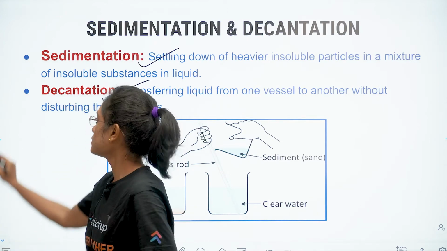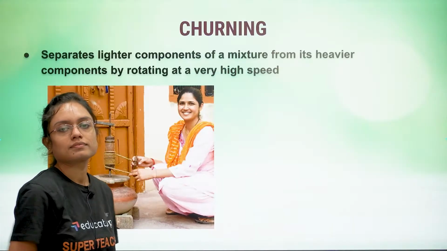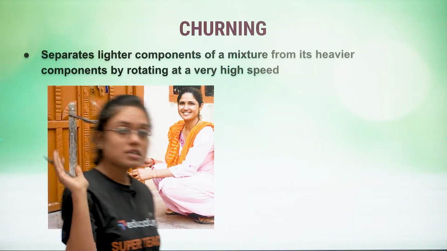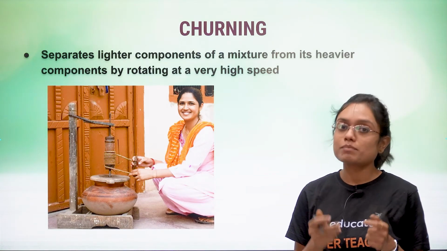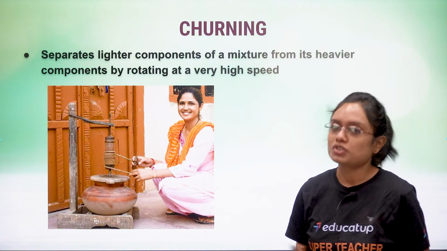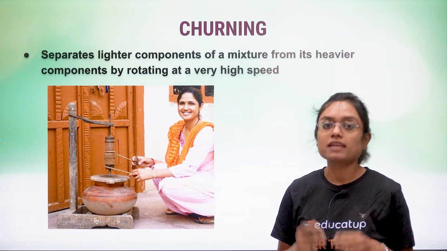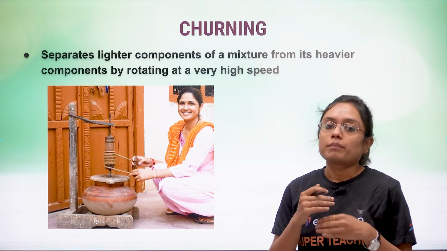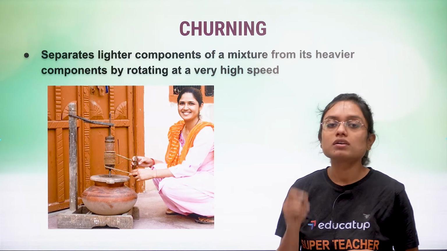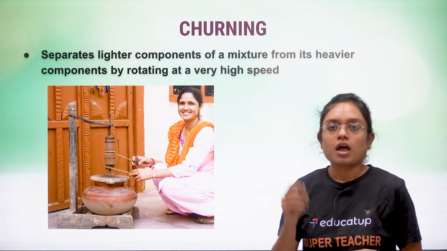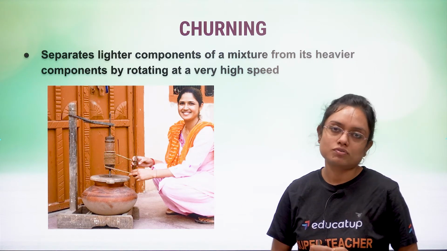Now let's see ahead. Churning. Now this is something which was earlier practiced a lot, but these days you don't see it manually, but definitely through machines, which I will tell you. Churning is something to separate the heavier component and the lighter component by rotating at a very high speed. That means the best example is your mixer grinder.